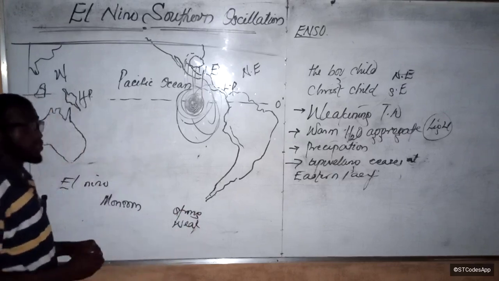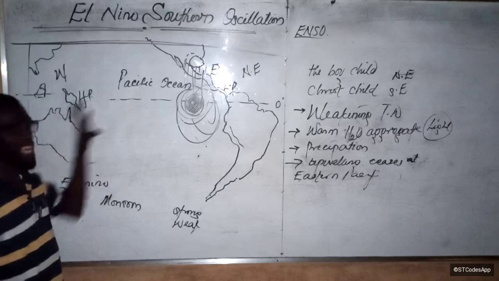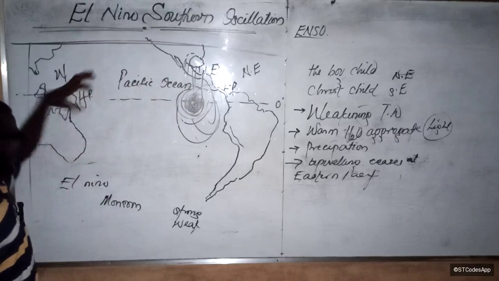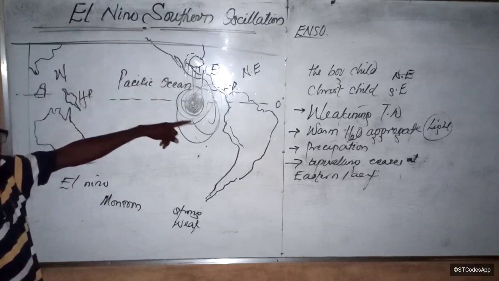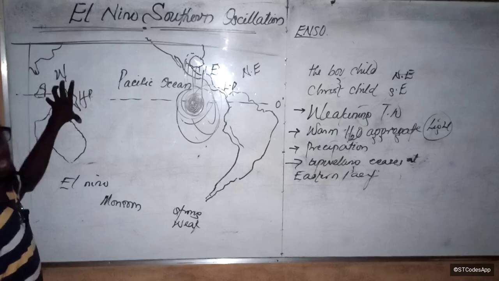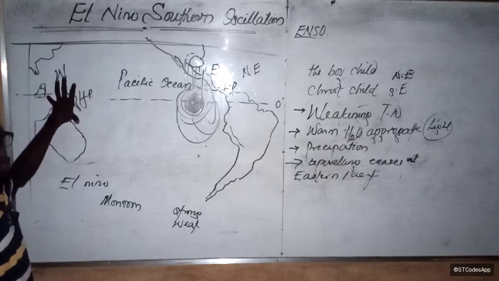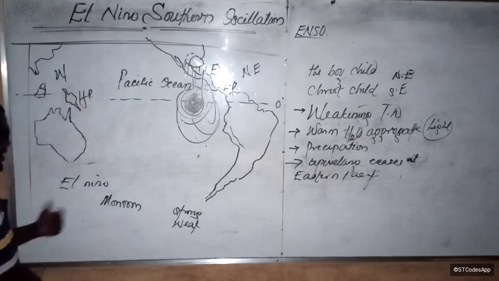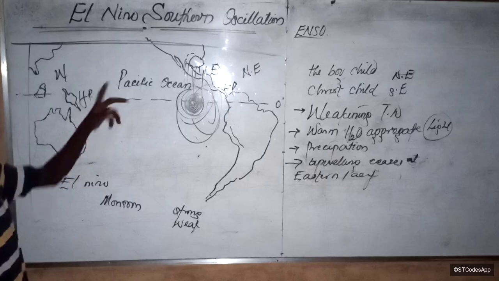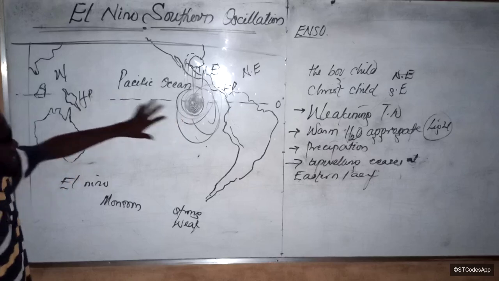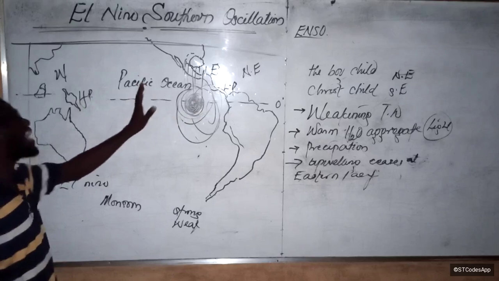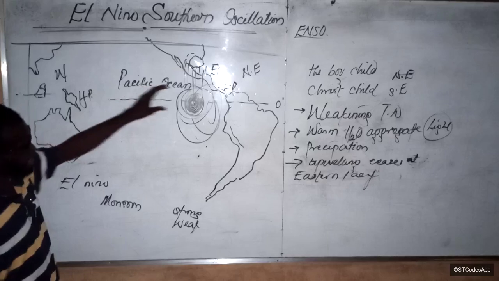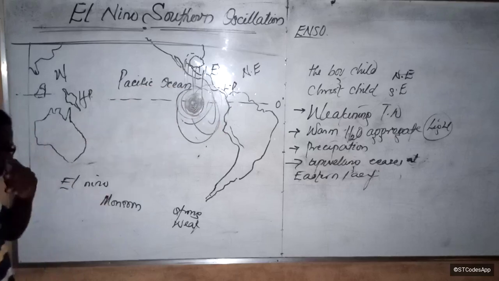In the strong El Nino period, you are going to see that warm water will aggregate here a lot. Because of that, high precipitation will be experienced here, and harsh drought, or dryness, will be experienced there. And then in the weak El Nino period, this warm water will be aggregated at the center, and it will be shifted towards the east, from the center towards the east.